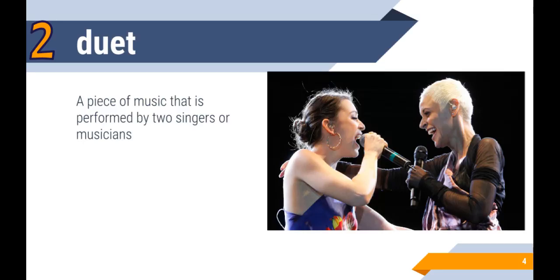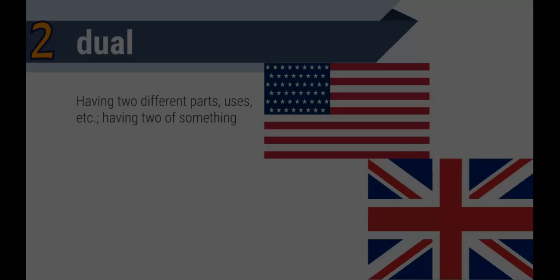So your first word is duet, and this is a piece of music that is performed by two singers or musicians. So in the picture, you see those two ladies singing together. They are more than likely performing a duet, a piece of music that is performed by two singers or musicians.